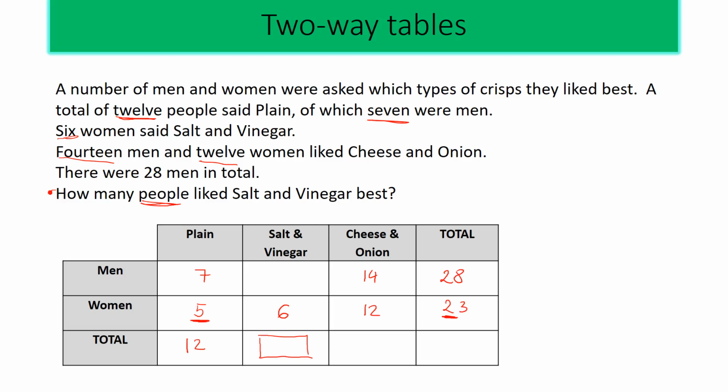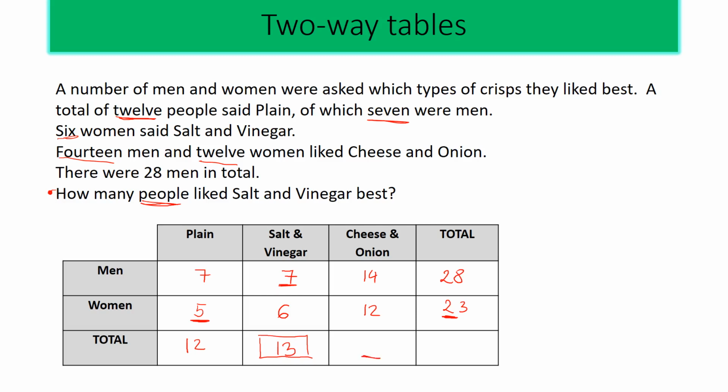Okay, now we can also work out here the number of men who like salt and vinegar. So we need to add 7 and 14, that is 21, and then subtract 21 from 28, and that is 7. Okay, now that we have this value, we can add the two values for salt and vinegar, so 7 and 6, and that is 13. So we have enough values in our table now to be able to answer the question, but I'm going to finish off the table anyway.